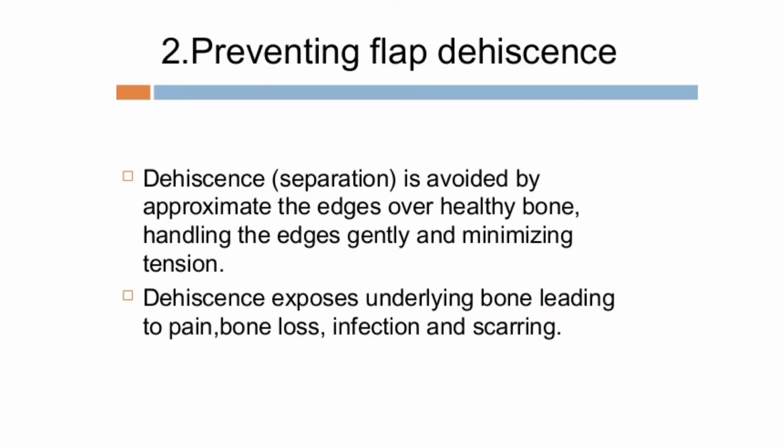Let's see the measures which have to be taken to prevent flap dehiscence. So dehiscence is nothing but separation. So this can be avoided by approximating the edges over healthy bone, handling the tissue edges gently and minimizing tension while placing sutures. So dehiscence exposes underlying bone leading to pain, bone loss, infection and scarring in patients.